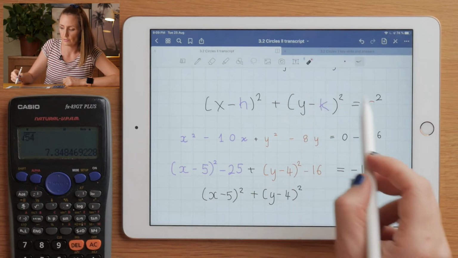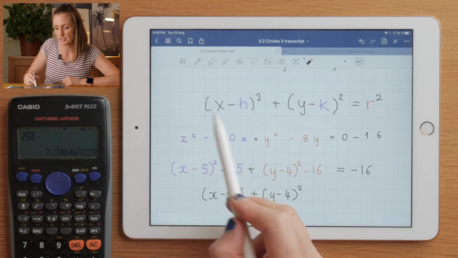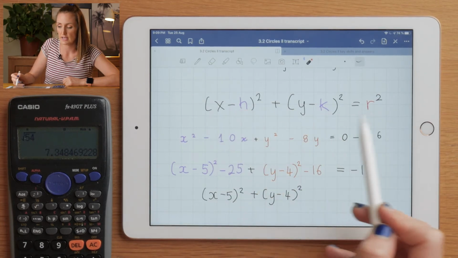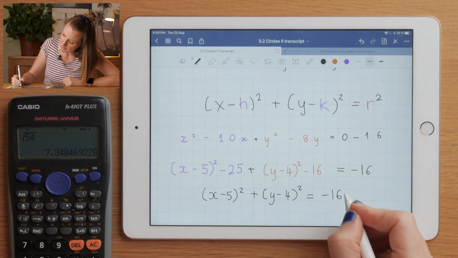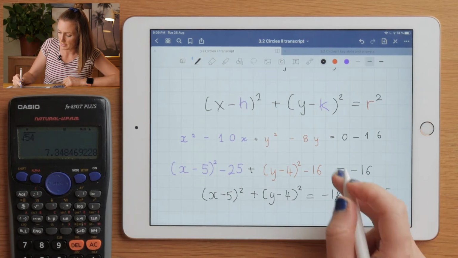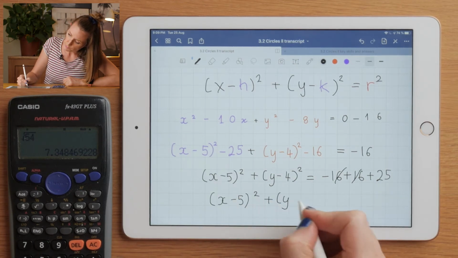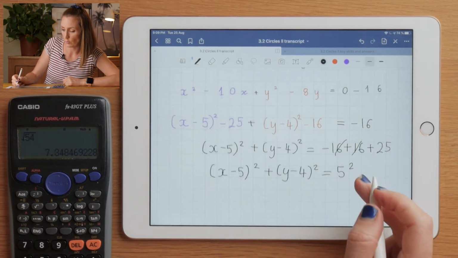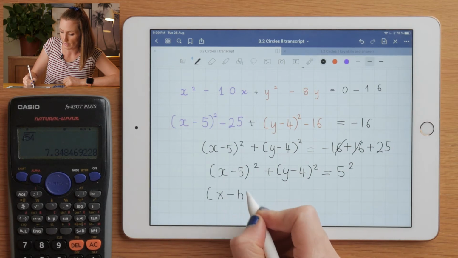I'm rewriting it in this form so I can compare it to my circle formula, because once my expression is in brackets, it's really easy for me to find the h, the k for the center, and the r. So I'm going to move all the numbers to one side. So I have minus 16 plus 16 plus 25. They will cancel out. So I'll have (x minus 5) squared plus (y minus 4) squared is equal to 25, which happens to be 5 squared.